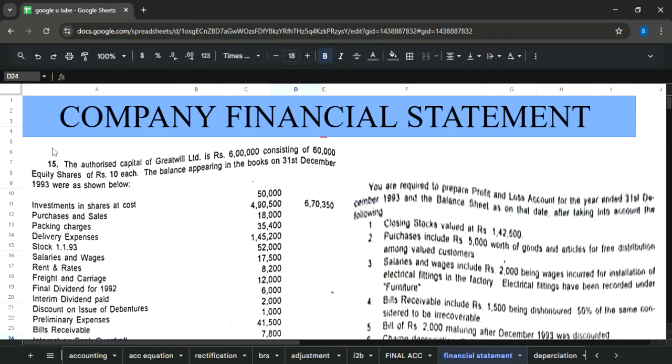Today's target is to solve question number 15. The chapter which we are related with is company financial statements. One thing I would like to share: today's question is so splendid for learning purposes. It is requested of you all to be very attentive and spare some time.